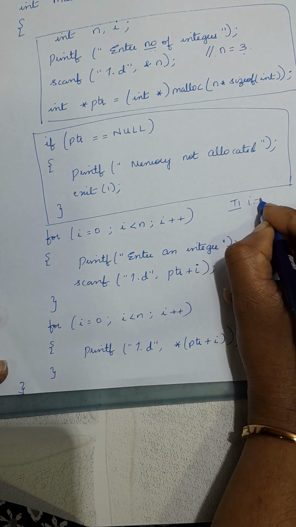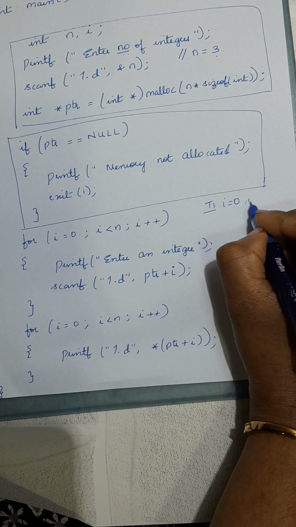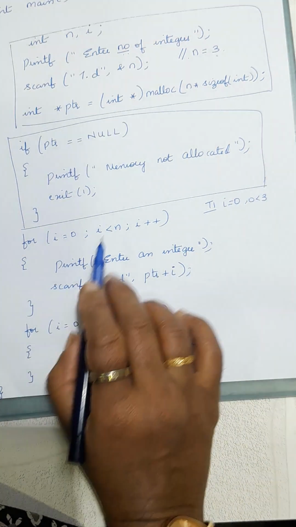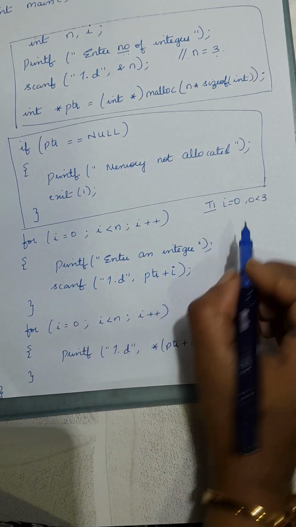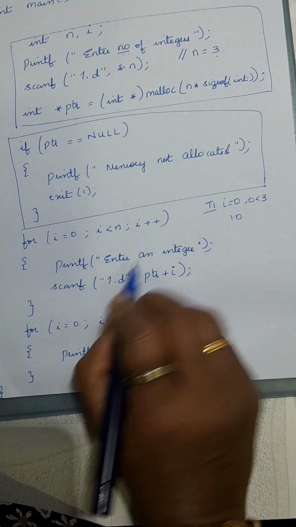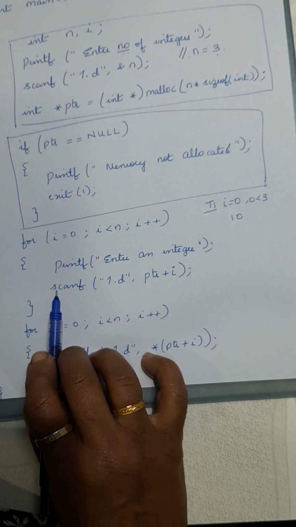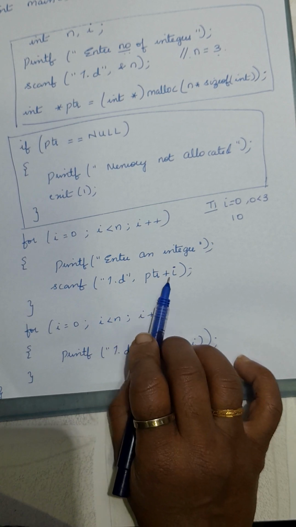For i is equal to 0, initially i value is 0, i less than n, so trace 1, i value is equal to 0. 0 is less than, what is n value? 3. It enters. Printf enter an integer. Suppose I enter 10. Where is it stored? Scanf %d ptr plus i.